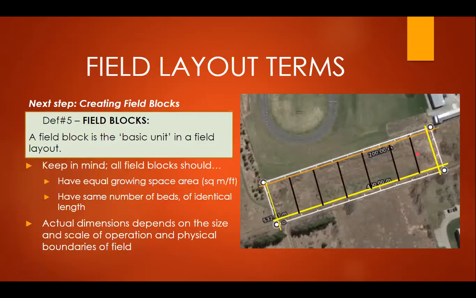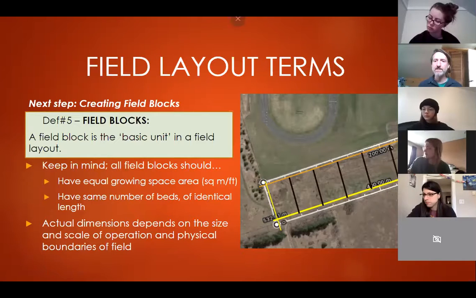Okay, so that is our first four definitions. We had the non-growing space, we had the headlands, we had the access roads, and then we had the buffer space. Well, maybe I should pause for a second. Any questions with the first four definitions?